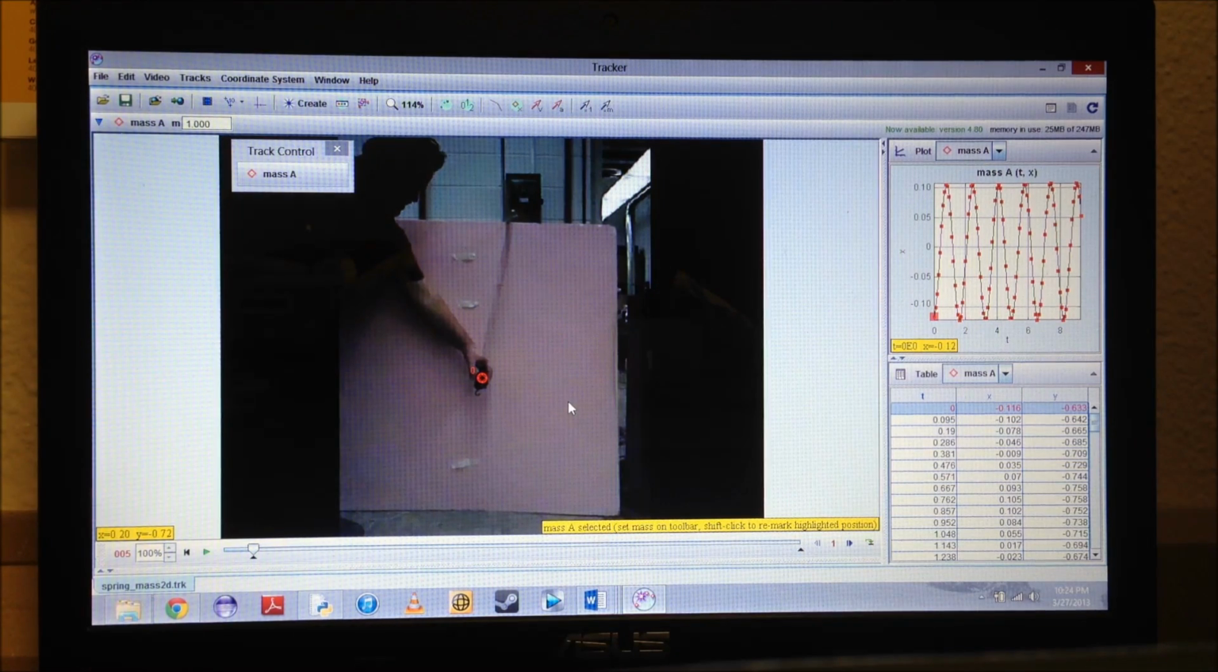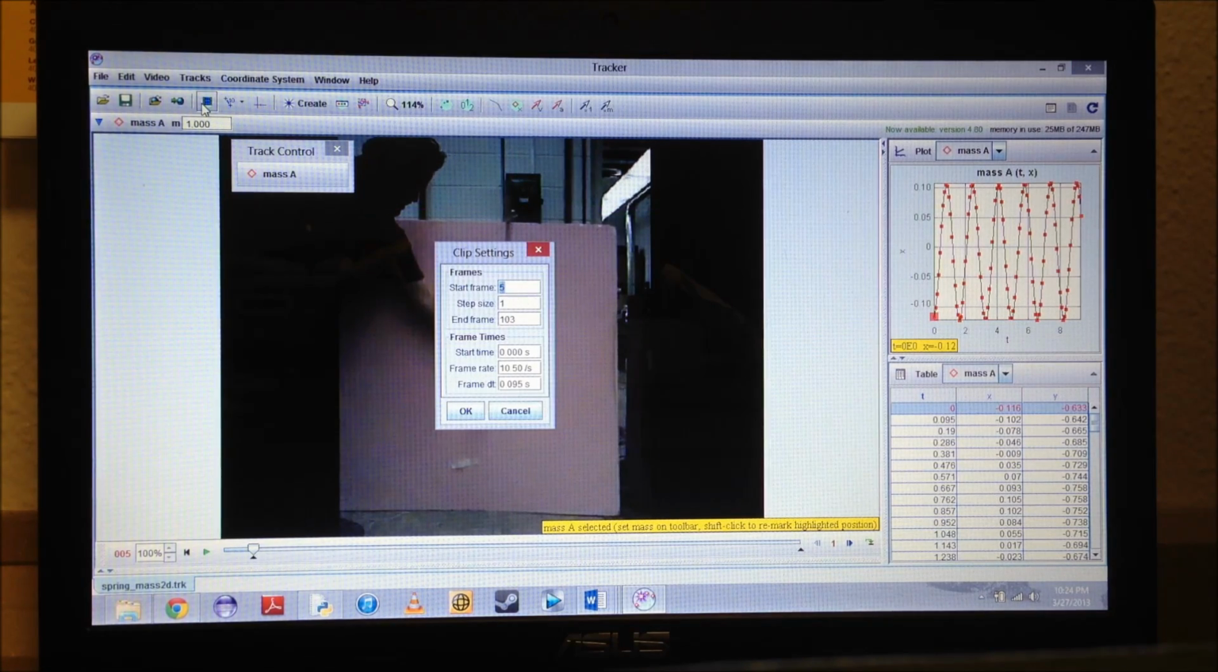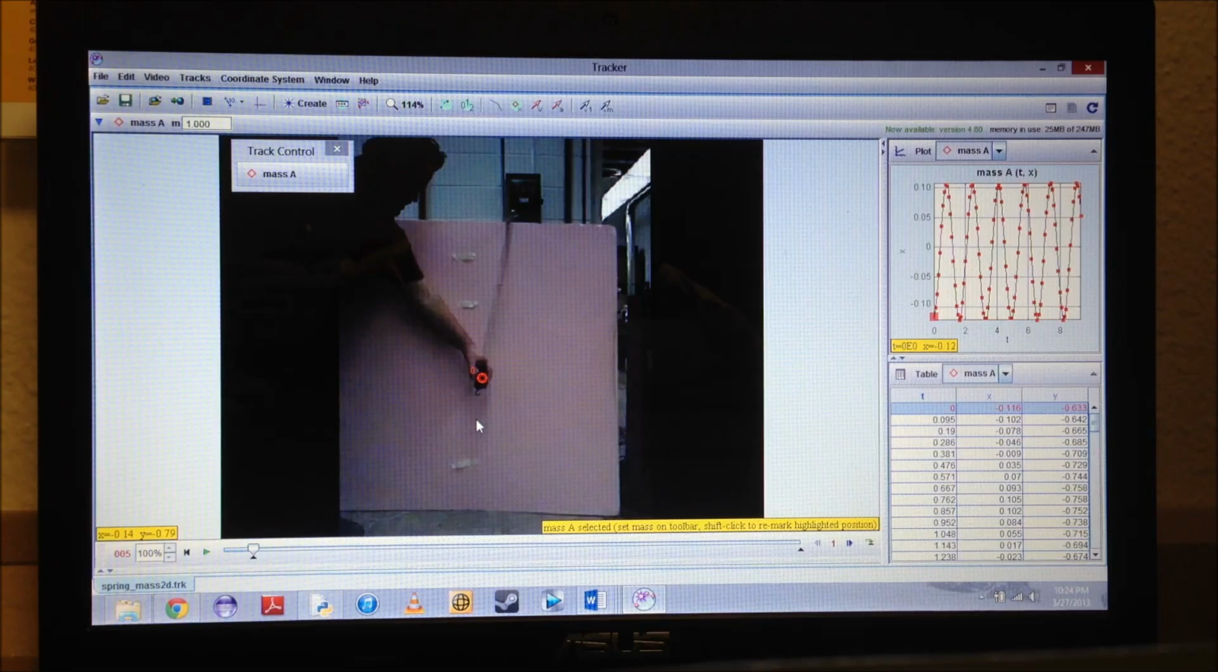Alright, here's the tracker video, and the only initial setup things we really have to worry about are that the origin is set at where the spring is fixed, the frame rate is 10.5 seconds, and the point mass is set at the center of the mass.